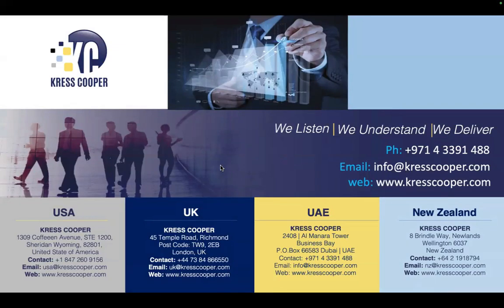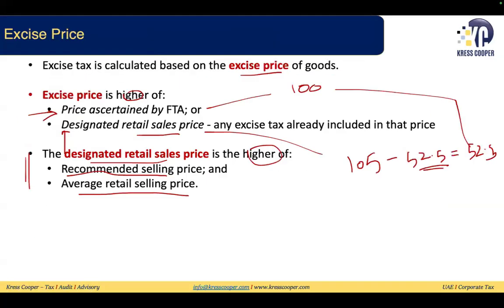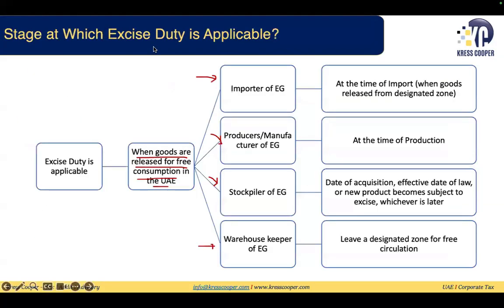There is a stockpile option here, whichever is later or earlier. The stockpile option, as I mentioned, has three possibilities. If the law was being implemented and your stock was in the warehouse, you are liable to pay excise duty on that stock. If the new products are being available, this is a second option. And the third option, as we discussed earlier, was there. Out of these three things, whichever comes first, you will be liable to pay excise duty at that stage. This is the date of acquisition, effective date of the law, new product. So out of this, whichever is earlier, you will be liable to pay tax on that date exactly.